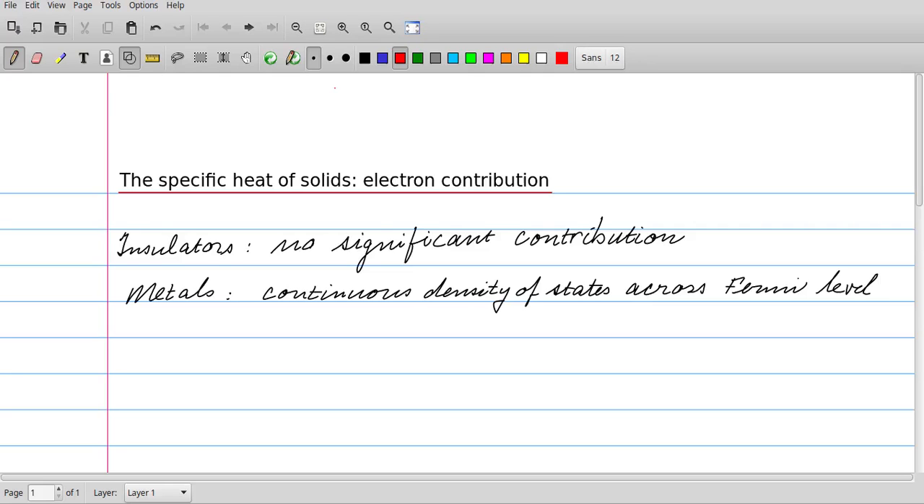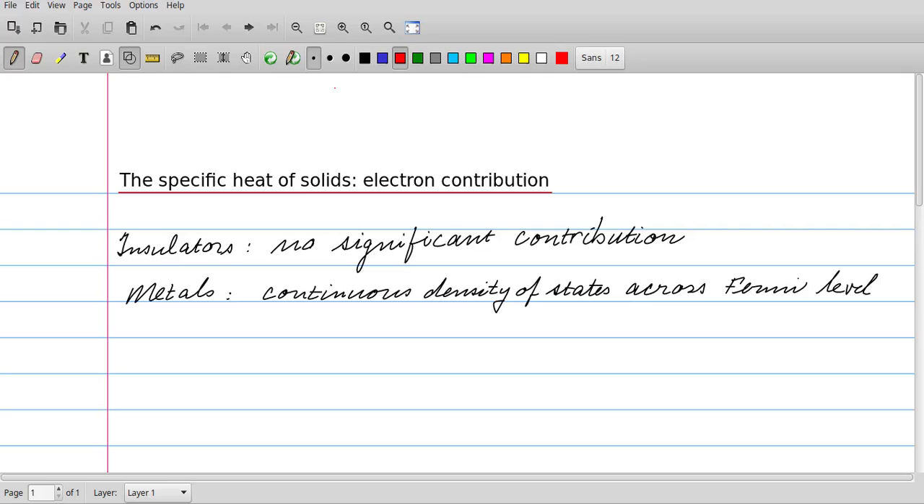The insulators are the ones in which we have occupied bands, so they are always occupied by the electrons. And there are also conduction bands which are always empty. They are not really conduction bands because there will never be an electron in those. And because of this rigid solid structure, the temperature will not change the occupation of the levels in an insulator. And so we don't have a significant contribution of the electrons to the specific heat.